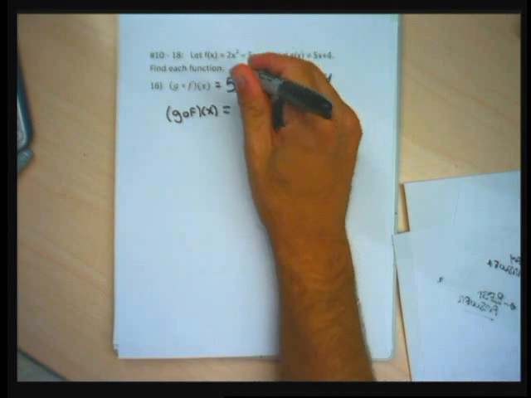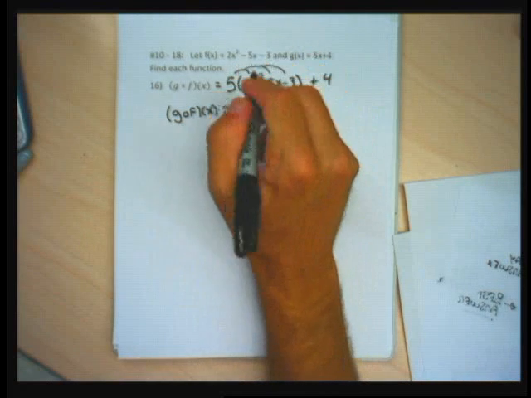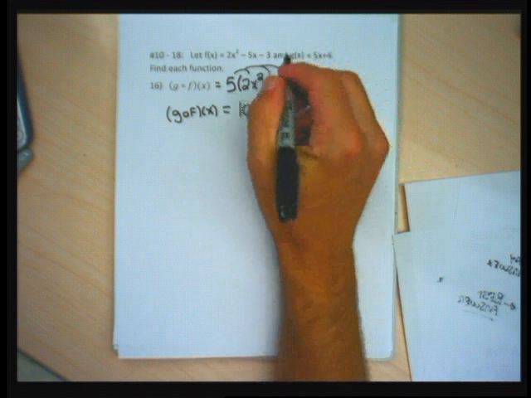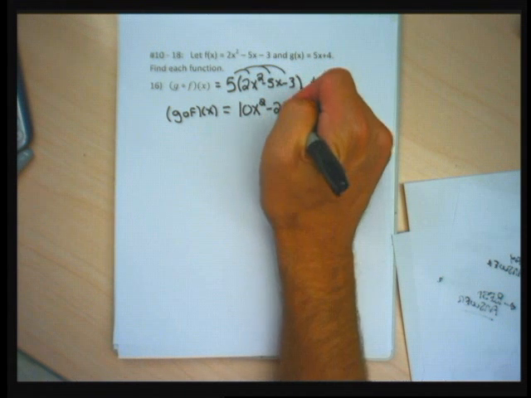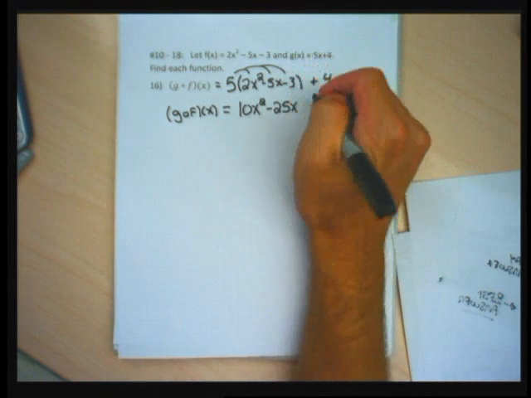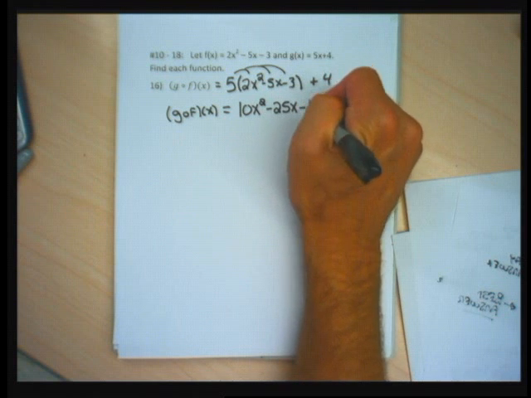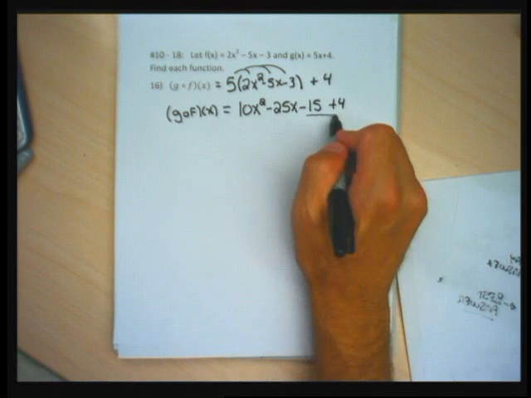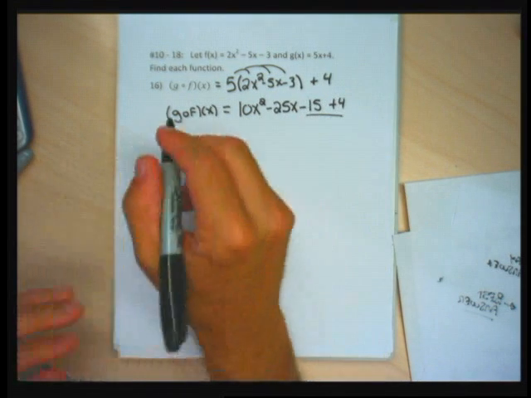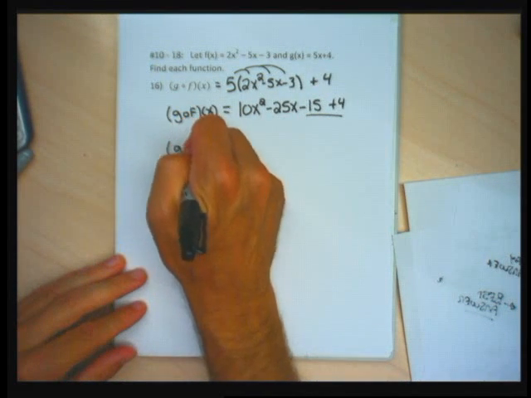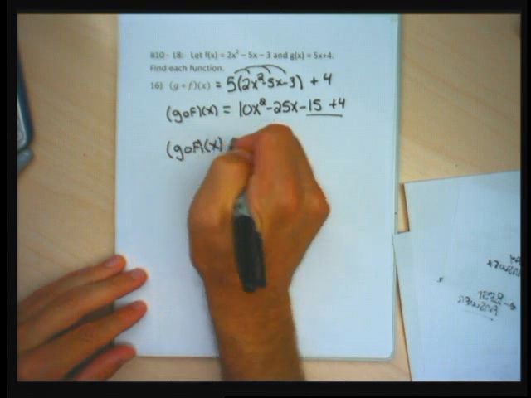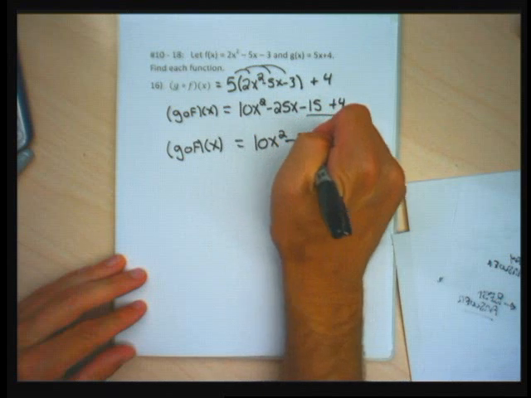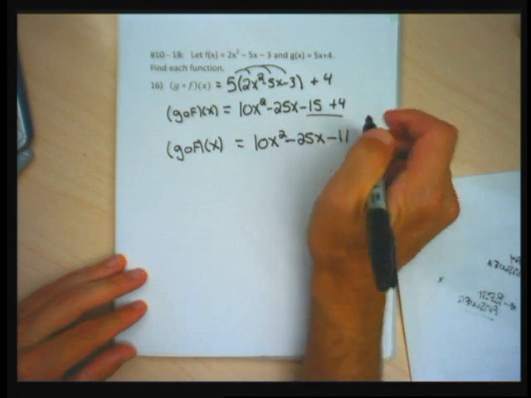I need to multiply everything in the parentheses that I imposed by 5. 5 times 2x squared is 10x squared. 5 times minus 5x is minus 25x. 5 times minus 3 is minus 15. I still have this plus 4. I'm going to combine those terms to a minus 11. So I'm going to get g composed with f of x equals 10x squared minus 25x minus 11.